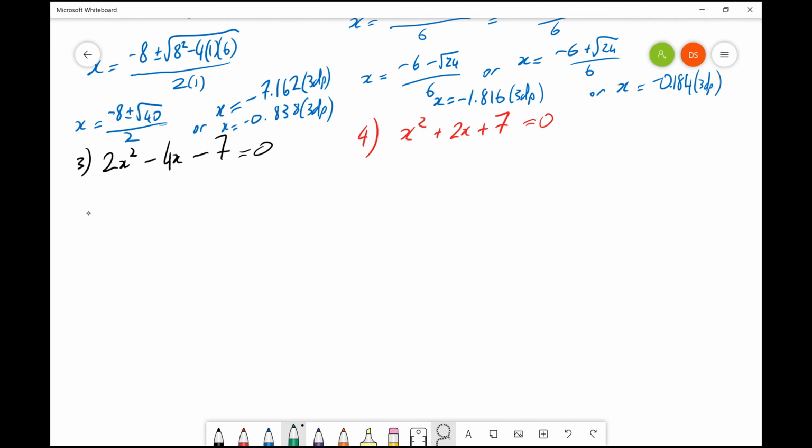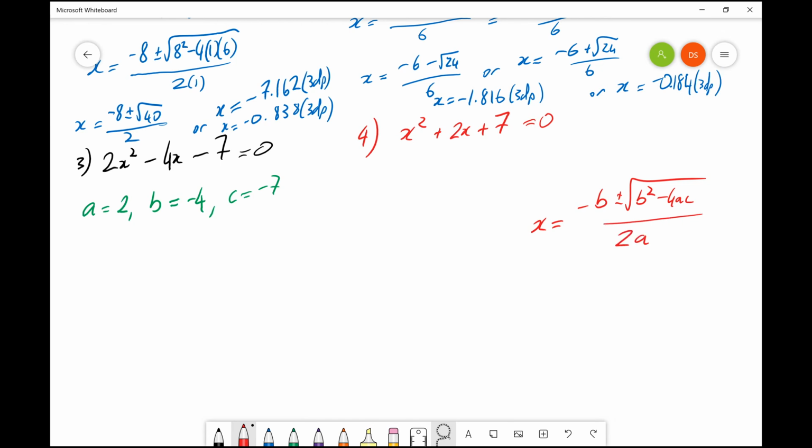Question 3, I've done something very interesting. A is 2. B is negative 4. B is a negative number, and that's kind of important. And C is negative as well. And you've got to keep your negatives very clear. Okay, once again, what I'm going to do is I'm going to just write the quadratic formula over here for you. Negative b plus or minus the square root of b squared minus 4ac all over 2a.